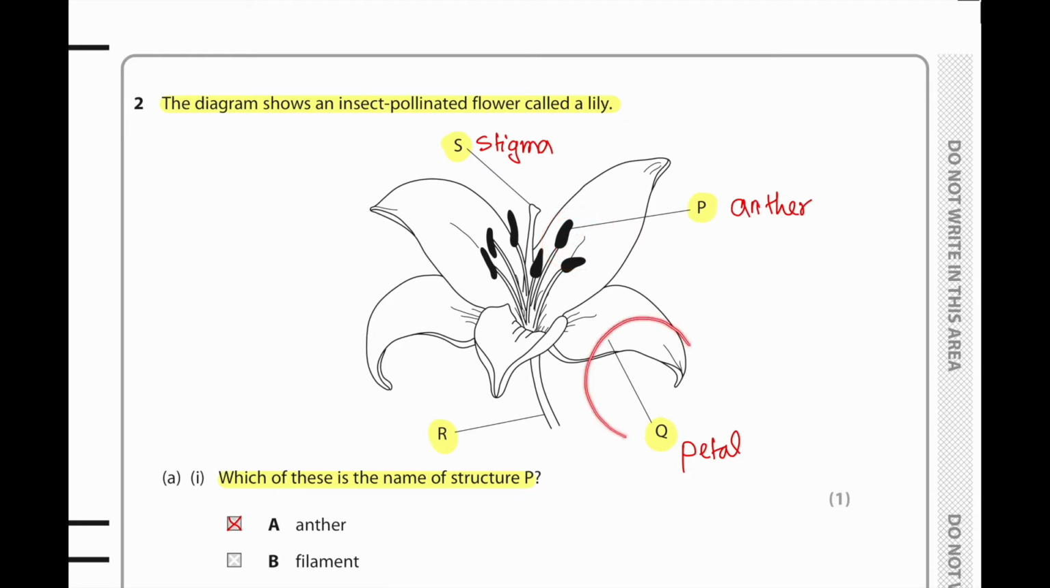And the structure Q, which is the petal: a wind pollinated flower does not need to attract any insect. So it doesn't need to be attractive at all. The petals would be smaller. They would probably be green in color. They would not be colored or scented at all.